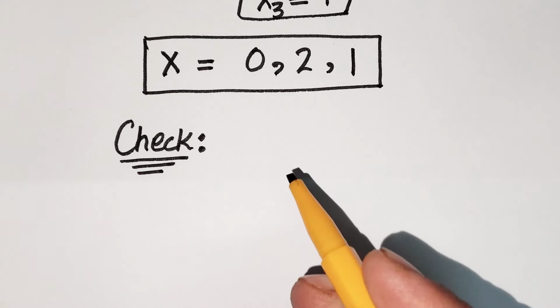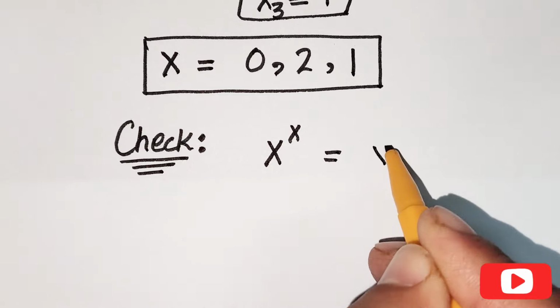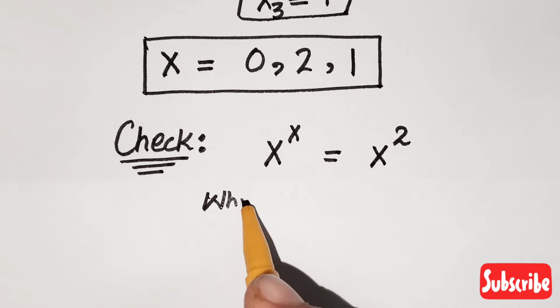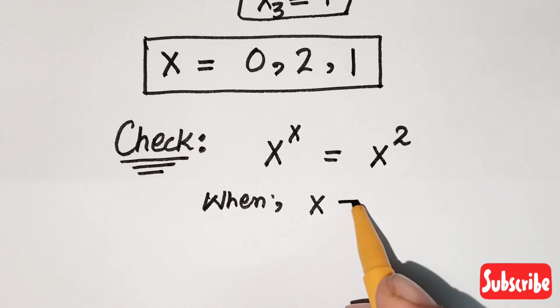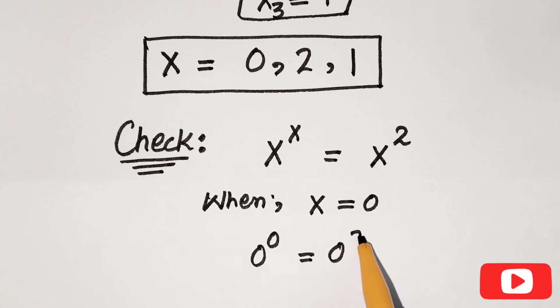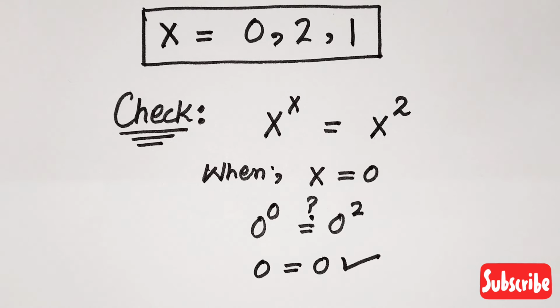Recalling our problem, x raised to power x is equal to x squared. When x is equal to 0, we have 0 raised to the power 0 equal to 0 squared. We know that both are equal to 0, so our left hand side is equal to right hand side. It is our first case, where the value of x is equal to 0.